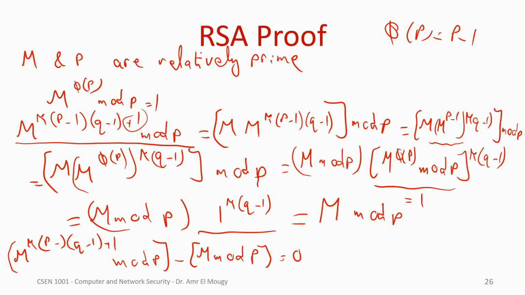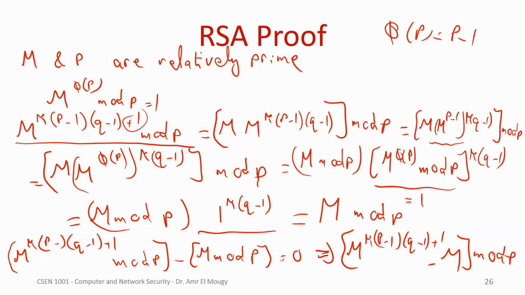Why? Because they're equal to each other. So just bring one to the left-hand side. This then will be equal to 0. So that means that P divides, it actually means by the properties of mod that M^(K(P-1)(Q-1)+1) minus M, everything mod P, is equal to 0. Okay, that means that P divides this entire value.